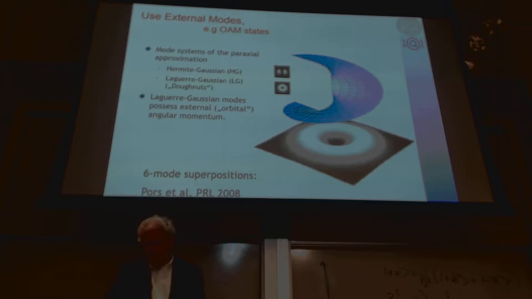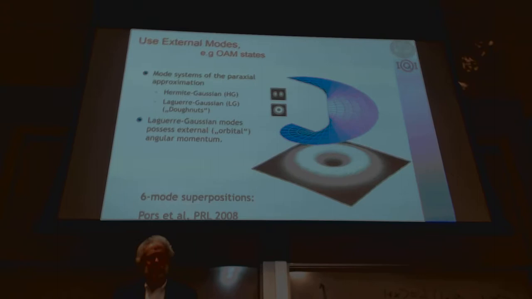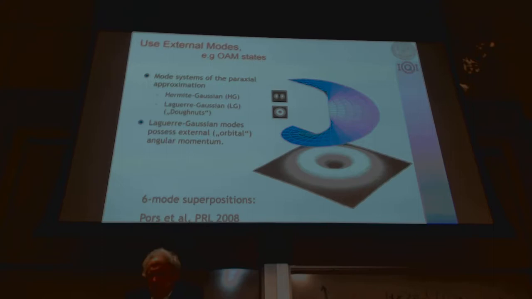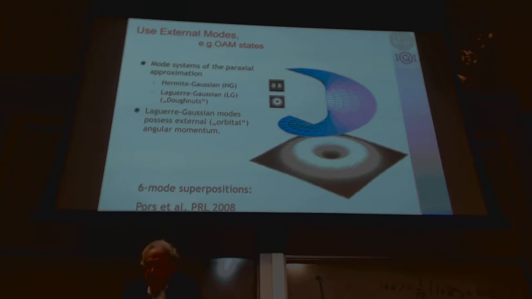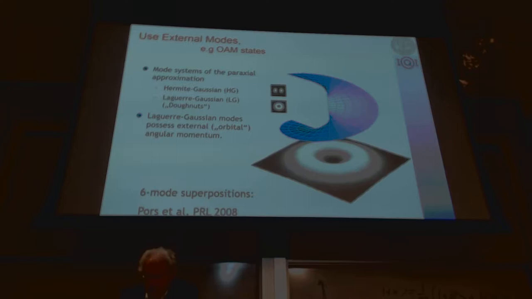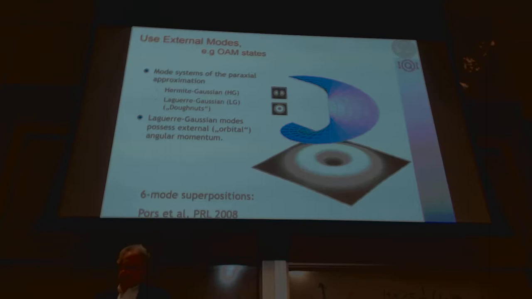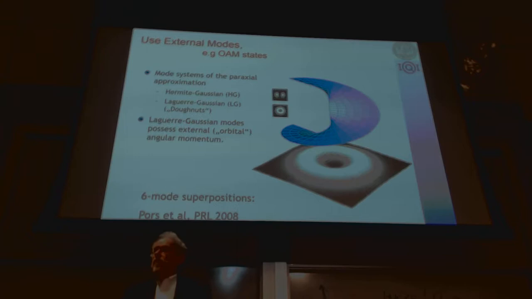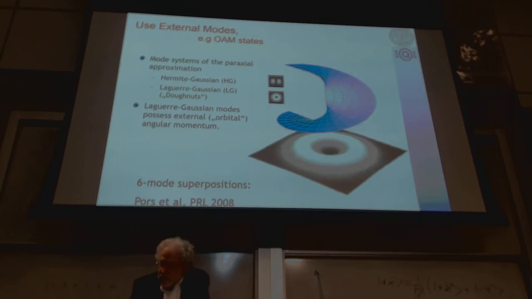Okay. So for those of you who have not familiarized themselves yet with the orbital angular momentum states, this is an interesting set of solutions of the Maxwell equations in the paraxial approximation. The phenomenon is very simple. Instead of just having a plane wavefront, you can have wavefronts which are helical. And this opens up a whole new zoo of many possible new states of light.